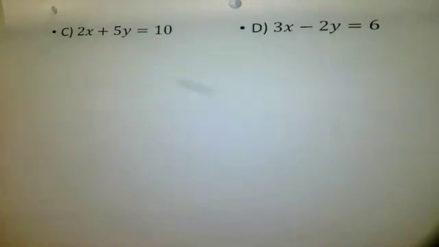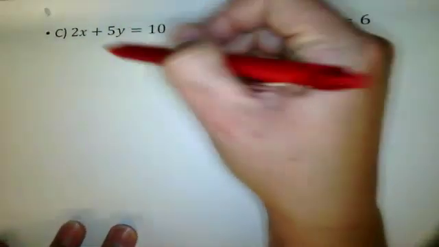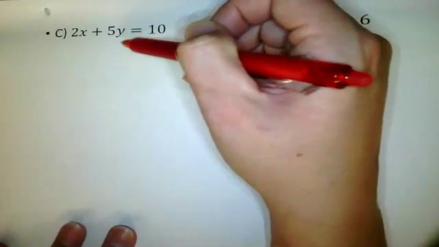All right, letter C. 2x plus 5y equals 10. Is it in slope-intercept form? No, it is not. This is called standard form. We're going to work standard form tomorrow. Today, we want to use slope-intercept form. So I need to get the y by itself.